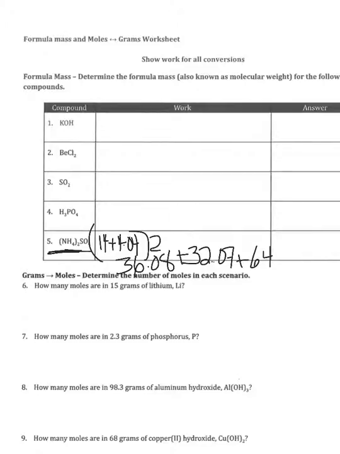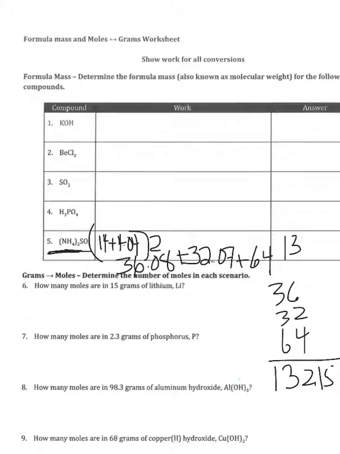Alright, then you would add that up. So 36.08 and 32.07 and 64. And we get 132.15. Alright, I believe my math is correct there. So it's 132.15. And that would be our molar mass.